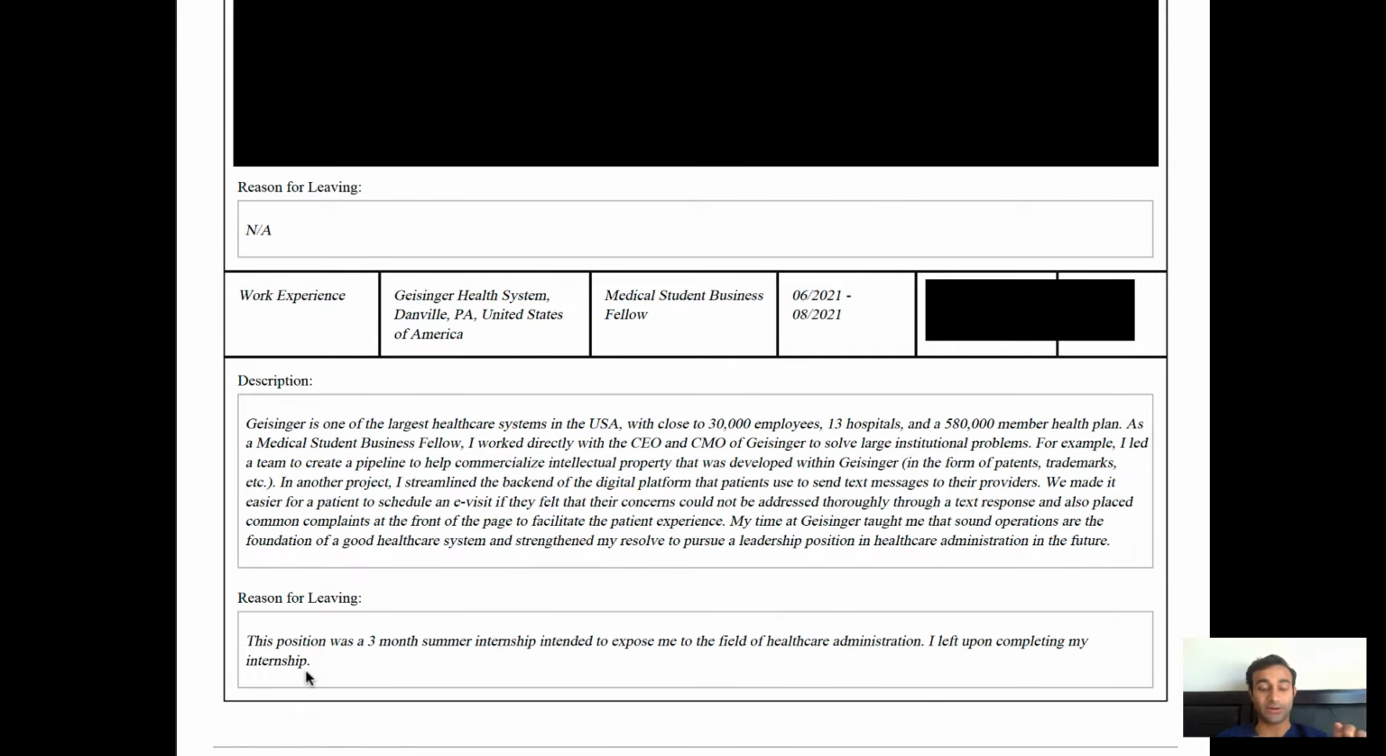And so for that reason, I did mention the position was 3 months, it ended, and that's why I left. So that way they don't assume that maybe it was a long-term commitment and I ended early. They're understanding that it's a summer internship, and that's ultimately why I had to leave.